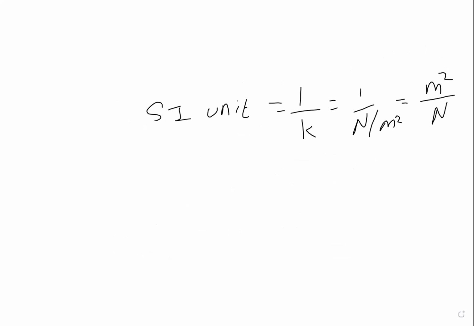What will be the SI unit if it is the reciprocal of bulk modulus? The unit will also be the reciprocal. Yes, ma'am. The bulk modulus unit is Newton per meter square, so here it will be meter square upon Newton. So I can write Newton inverse meter square. This will be the SI unit. Clear?